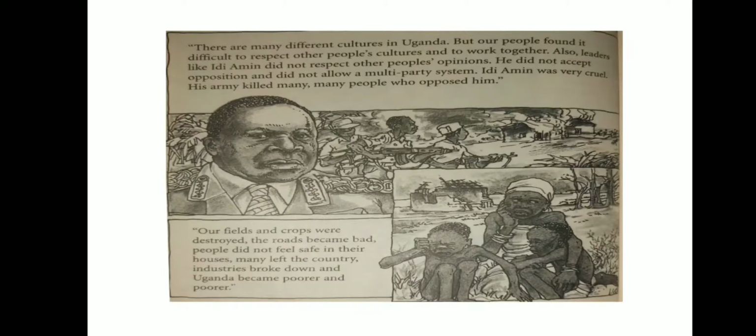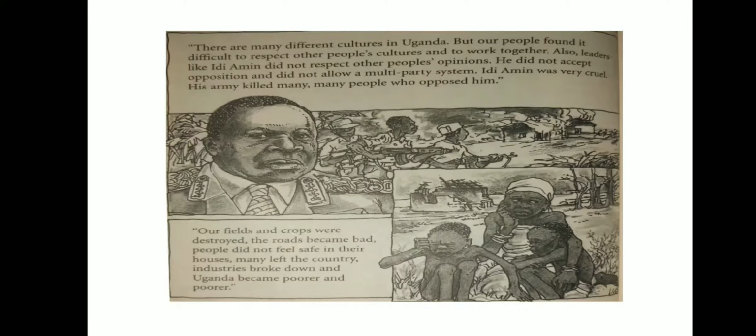Here it says, there are many different cultures in Uganda, but our people found it difficult to respect other people's cultures and work together. Also, leaders like Idi Amin did not respect other people's opinions. He did not accept opposition and did not allow a multi-party system.